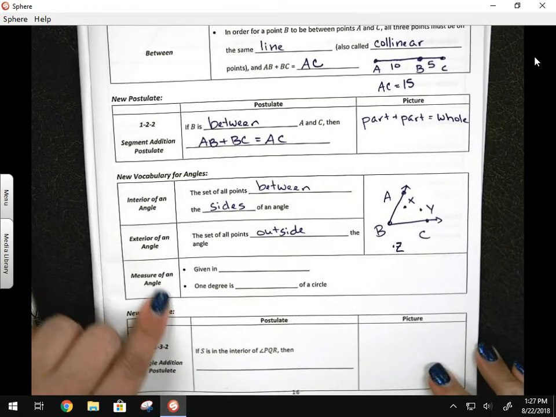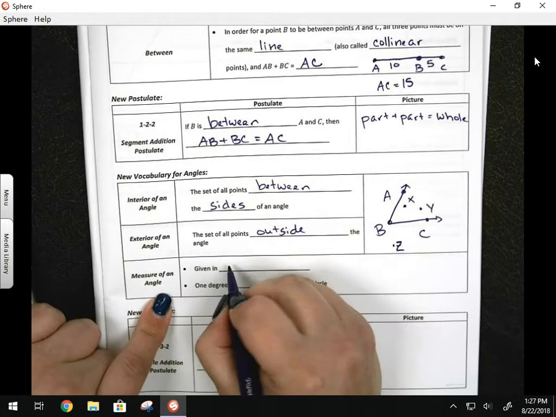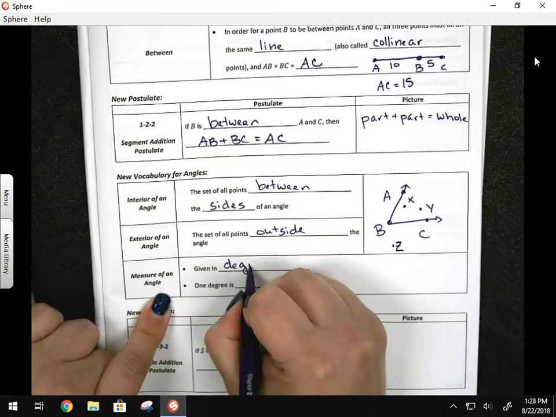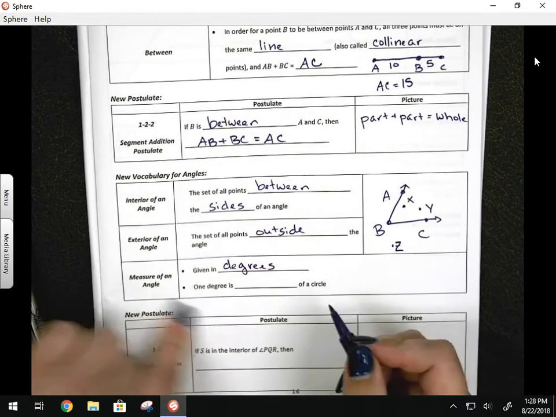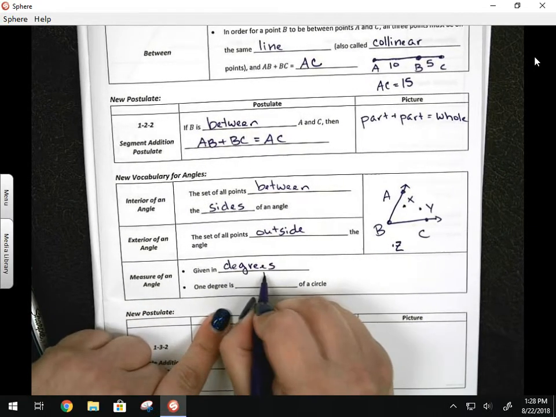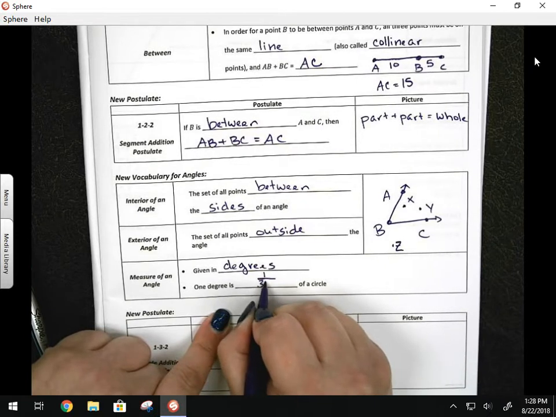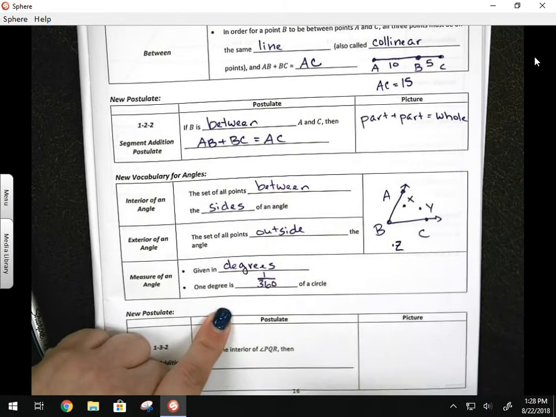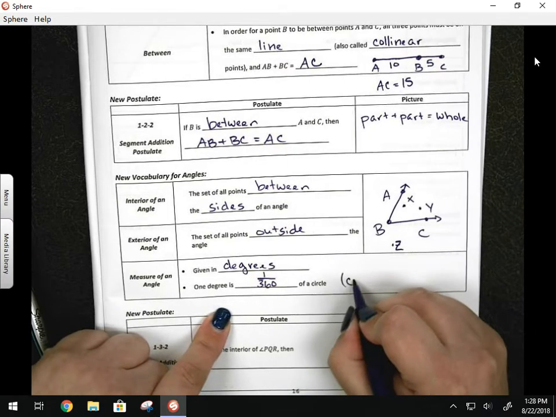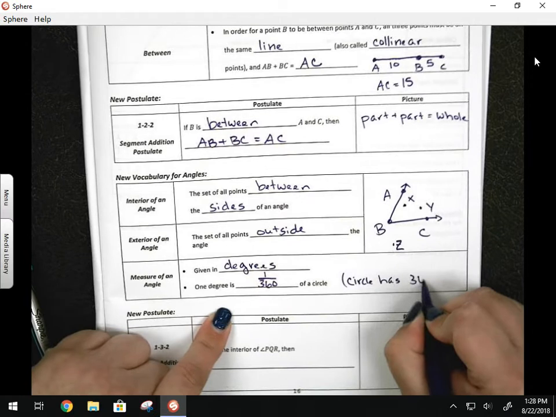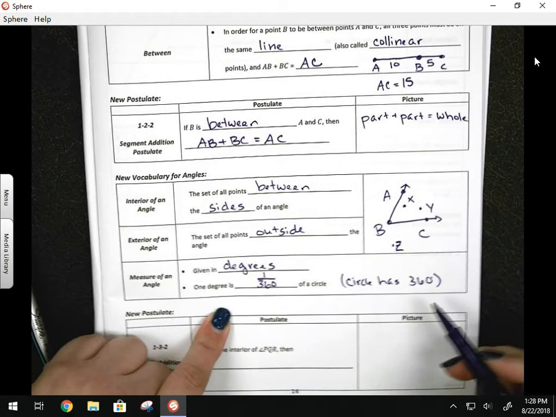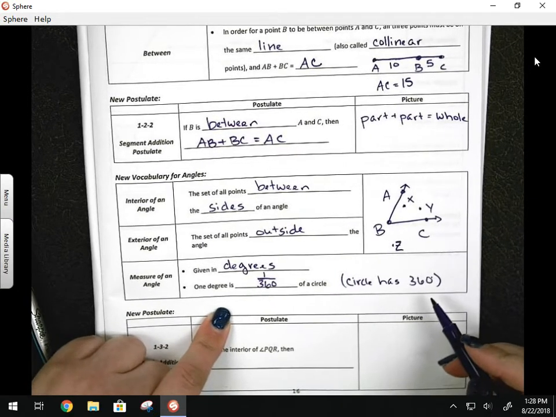Measure of an angle, I think you already know a lot about that too, because I've even heard you say this: the measure of an angle is given in degrees. And something you've got to know is that 1 degree is 1/360th of a circle. The reason for that is because a circle has 360 degrees. I think that's something you know also. If you turn in a full circle, you turn 360 degrees.